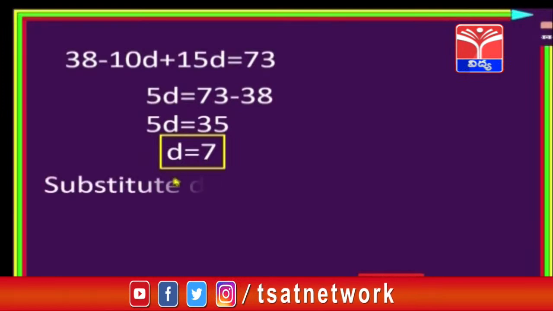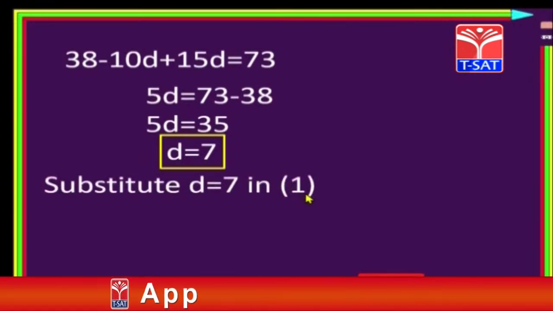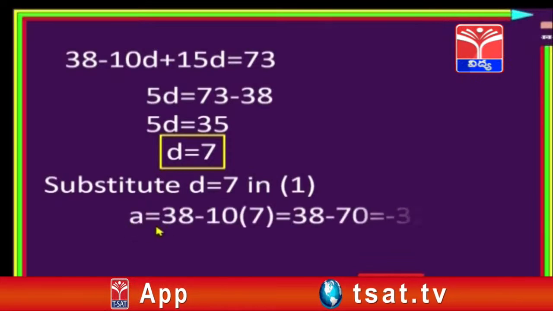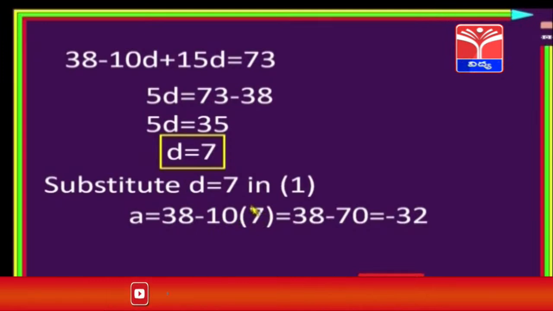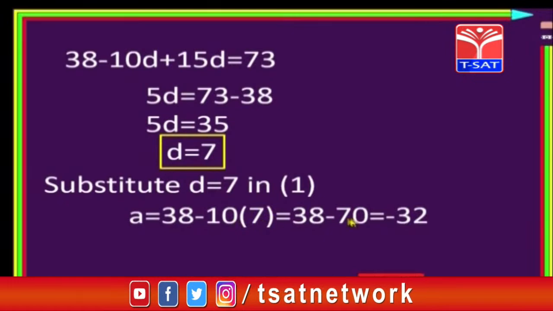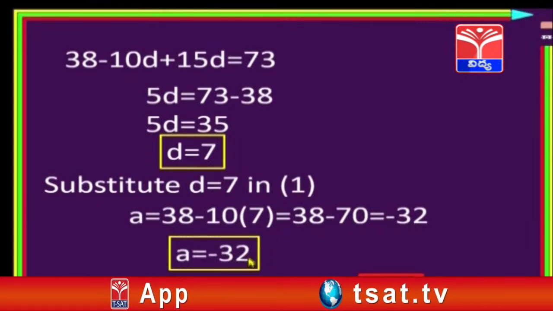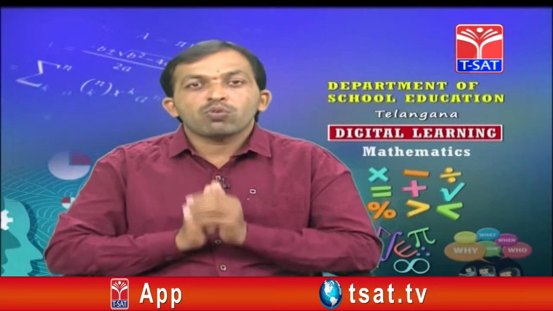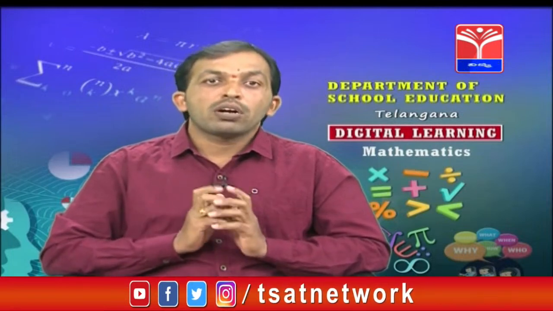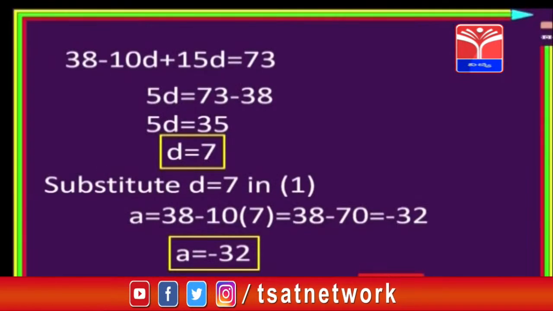Now substitute this D value in relation 1 or 2. What is relation 1? A is equal to 38 minus 10D is relation 1. As the D value is 7, substitute here: 38 minus 10 into 7, that is 70. So 38 minus 70 is minus 32. So the value of A is minus 32. So by using the first two conditions, from the 11th term and 16th term relations, we got the A value as minus 32 and the D value as 7.